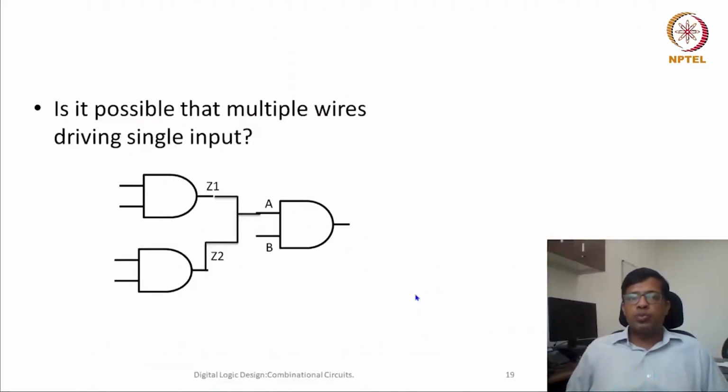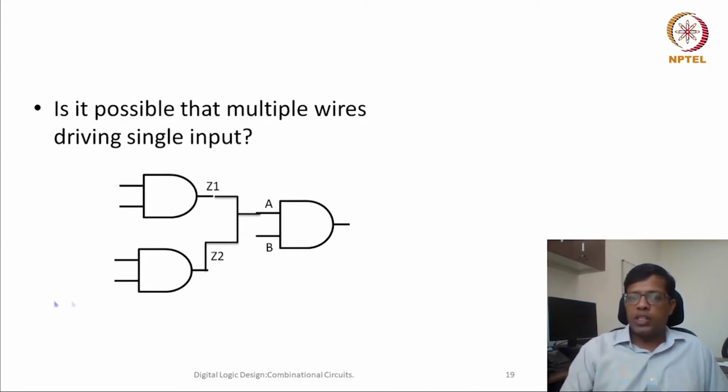Let's say I have two AND gates. One of the AND gates has output Z1, the other has output Z2. Now both of these outputs are going to one input A. What would happen in that case? We have to understand that these are all wires. This wire is connected to this wire, and when there was only one, each input was received from one output.